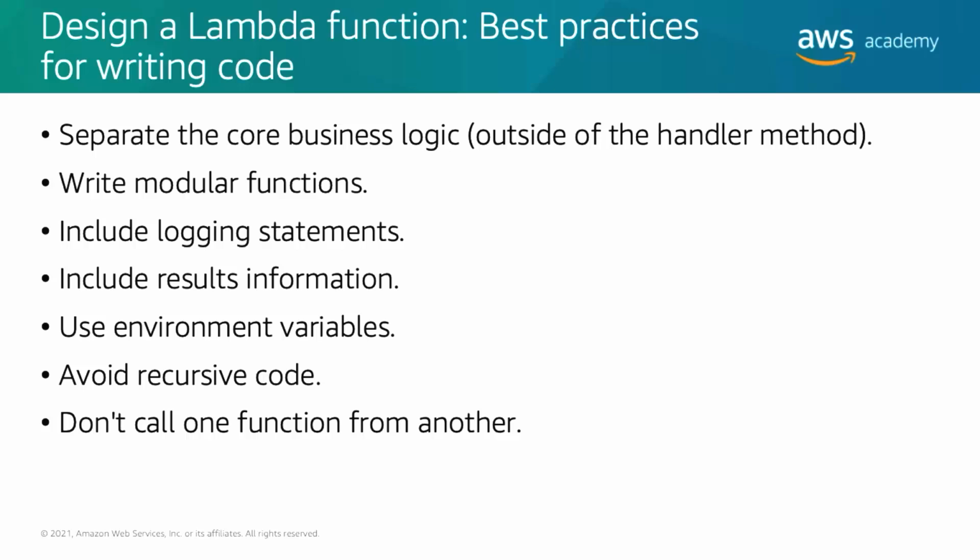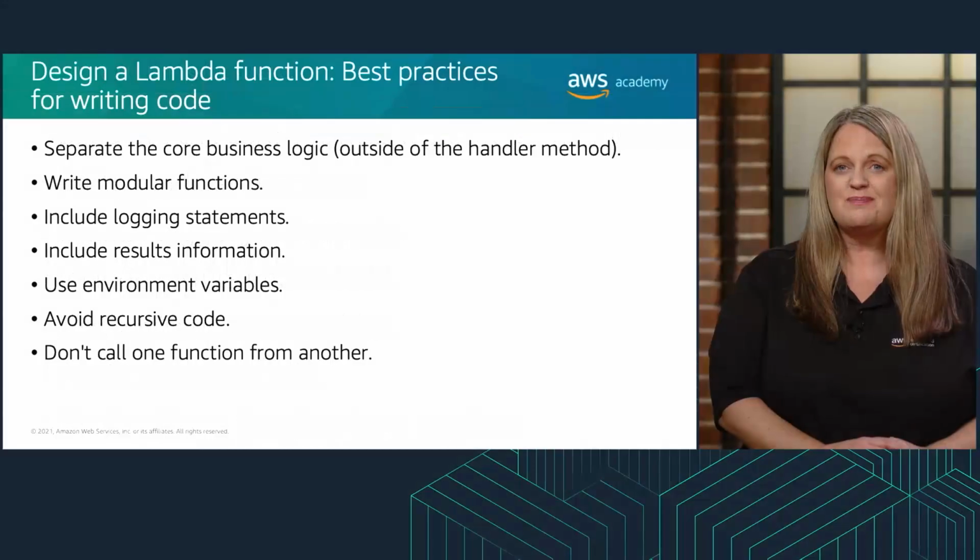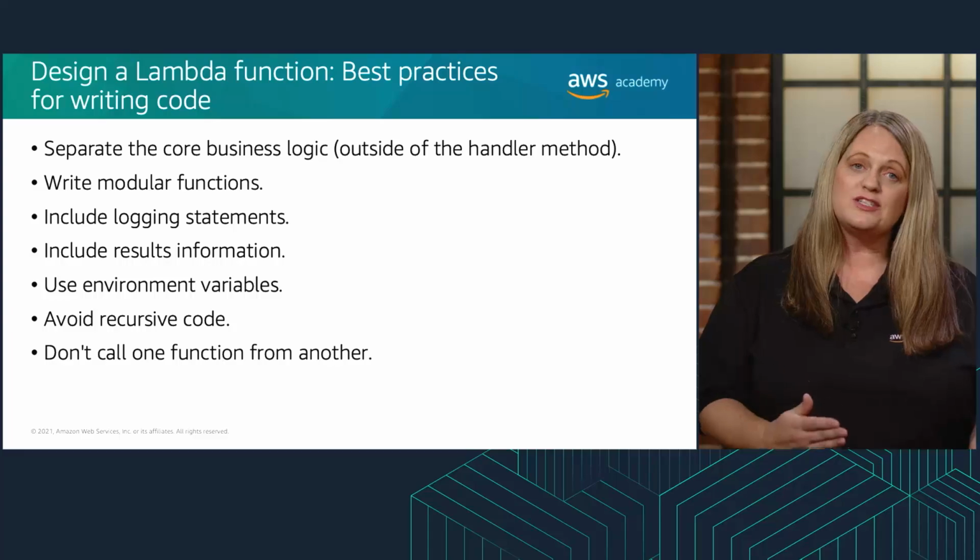Lambda functions can and should include logging statements that are written to CloudWatch. The fourth best practice is to include results information. Functions must give information to Lambda about the results of their run. Next, use environment variables. With environment variables, you can pass operational parameters and configuration settings to your function without making changes to the code itself.